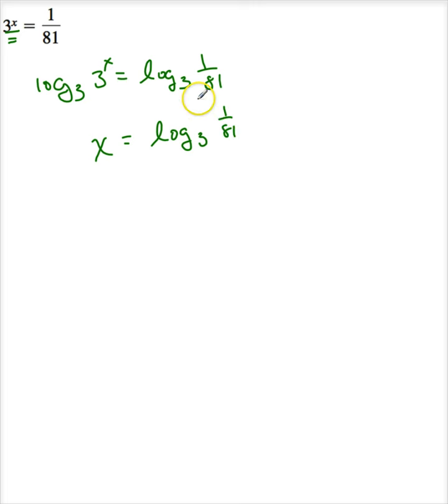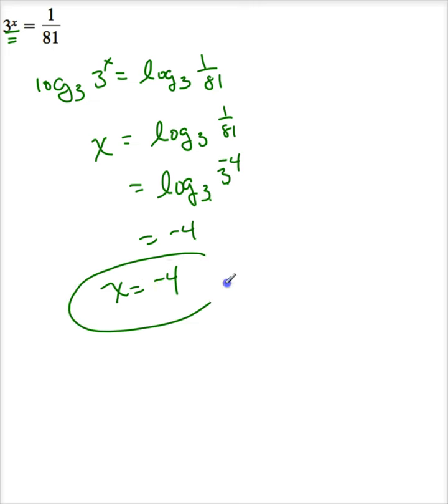Now, let's look at what this is. This is really the log base 3, and I want to get 81 in terms of 3 if possible. And so this is 3 to the negative 4. So now I have an inverse relationship. So log base 3 of 3 to a power is just the power, and that power is negative 4. So I can say x is equal to negative 4. So I can say 3 to the negative 4 is equal to 1 over 81.